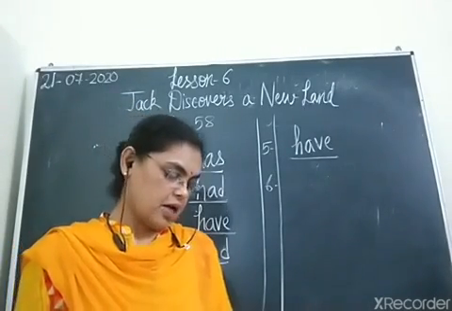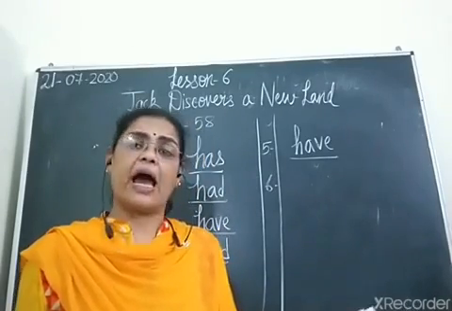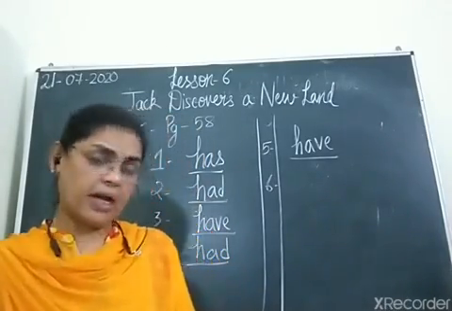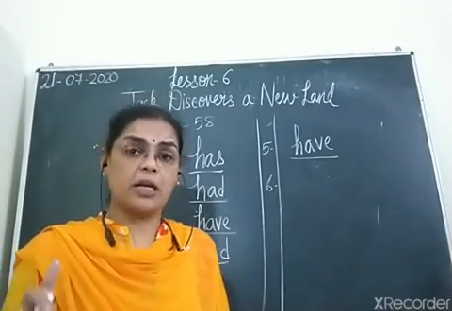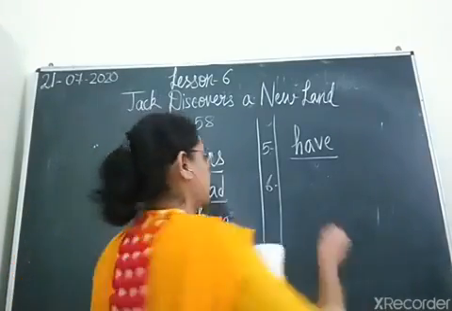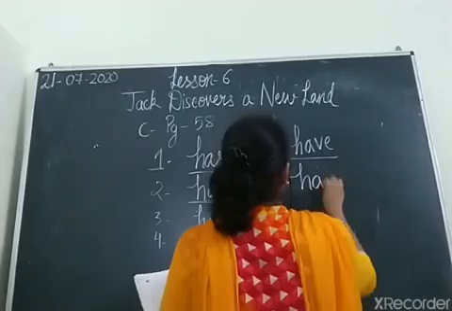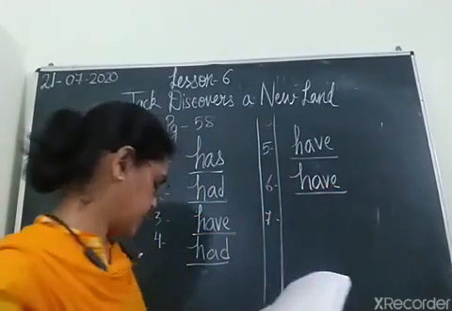6. Bananas do not dash seeds. Have or had. Bananas do not. Now bananas again plural. Banana has an s, it is plural, more than one banana. So what will we use, beta? Have. Bananas do not have seeds.